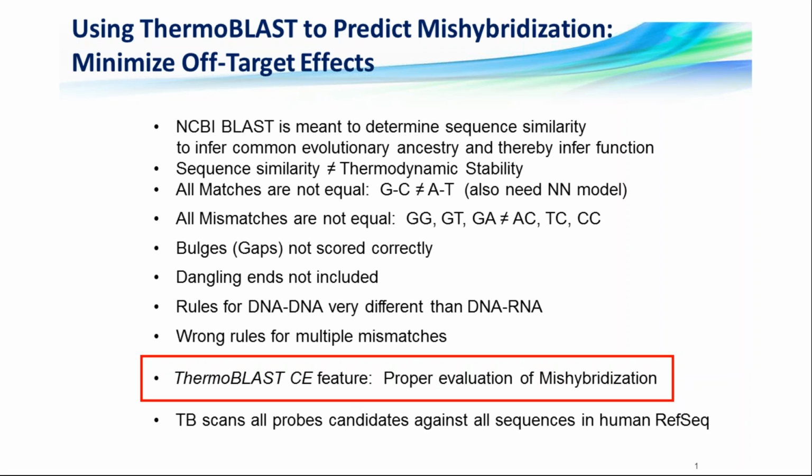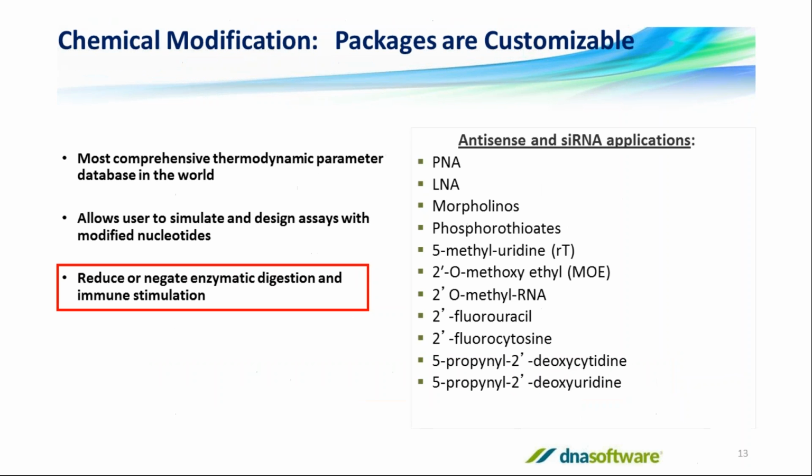So DNA Software's ThermoBLAST takes all of the aforementioned thermodynamic contributions into account in the design of the antisense oligonucleotide analogs by scanning design candidates against entire messenger RNA libraries, which minimizes off-target effects to address the side effects associated with undesired gene silencing.